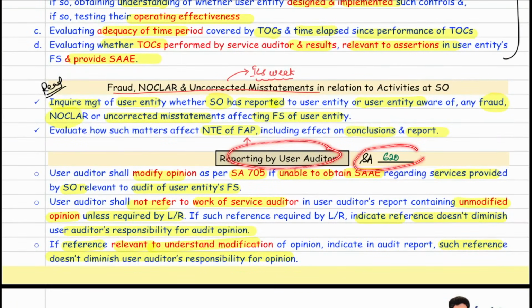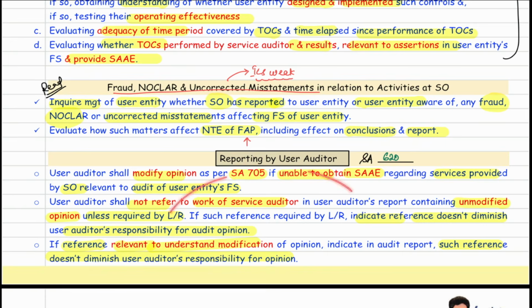This is similar to SA 620. Modify the opinion if you don't get sufficient and appropriate evidence about the services provided by the service organization. Don't refer to the work of the service auditor in case of an unmodified opinion unless required by law or regulation. Even if it is required, give a reference that it does not diminish your responsibility for the opinion. You are still responsible. If the reference is relevant to understand the modification of the opinion, then you can refer, but again, it does not diminish your responsibility for the opinion.